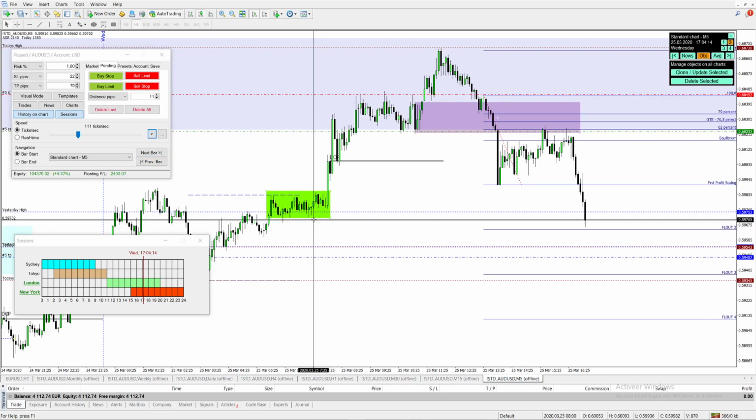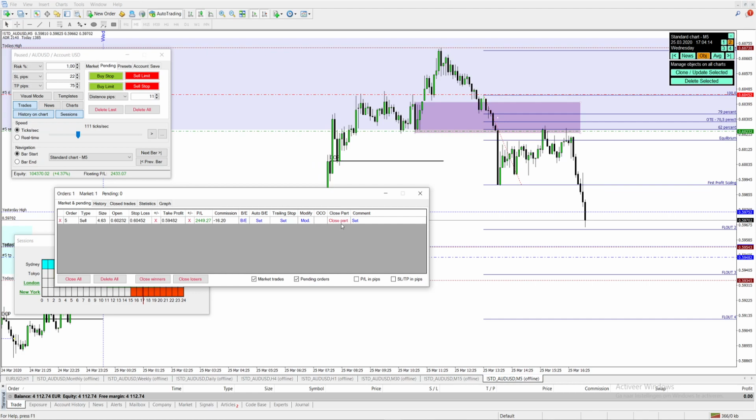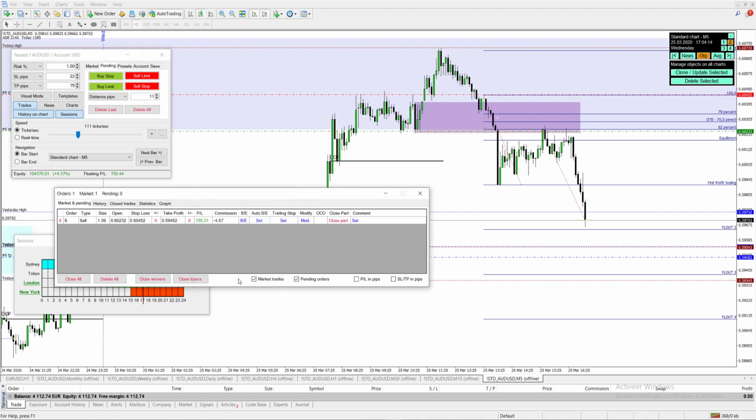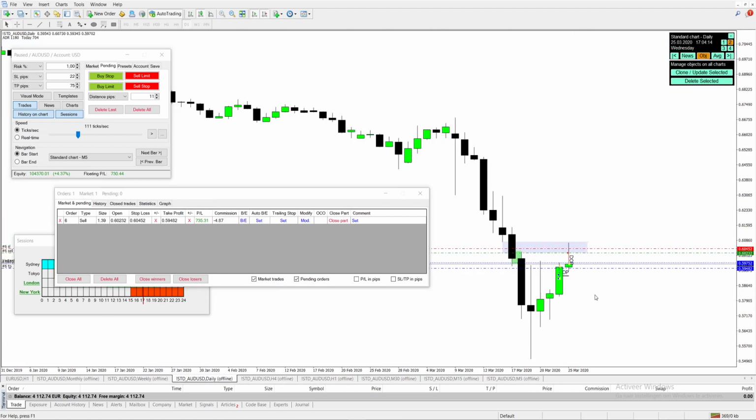Yeah, so we cleared this consolidation, so now it's time for a partial. Always partial, guys. Close a partial. Let's do 70% this time before we get taken out again. So 70% off. Let's look at the daily. Daily might even go a little bit deeper. Yeah, let's just keep it like this.